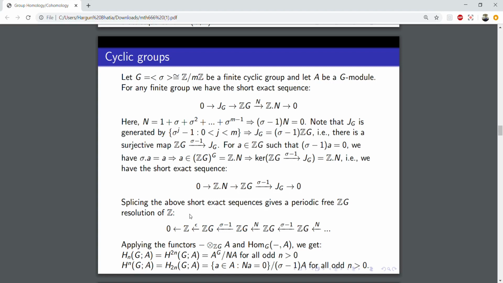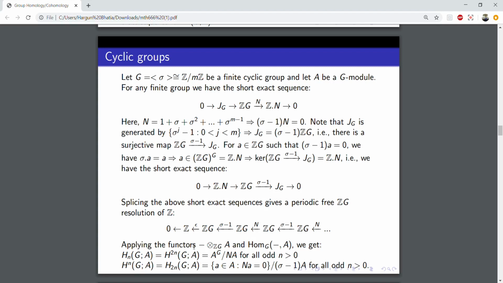Because of this, I get a very nice resolution of Z. I just take this augmentation map in the first place, and notice that the kernel of this map is the augmentation ideal, but I need something to surject onto that. I take this ZG, which is projective, with multiplication by sigma minus 1, which surjects onto JG. But this map, remember, now has a kernel Z dot n, therefore I need something which surjects onto that, which is obviously the multiplication by n map, and so on and so forth. This continues. So I have this periodic resolution, right?